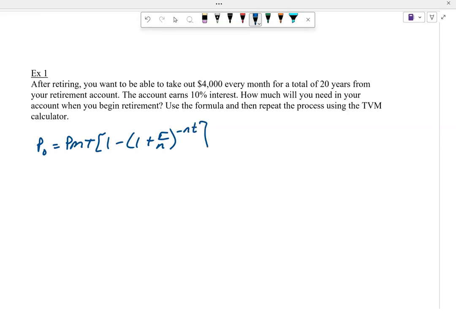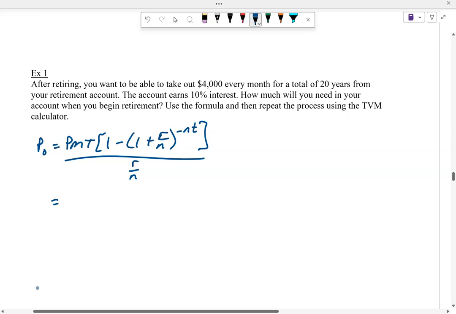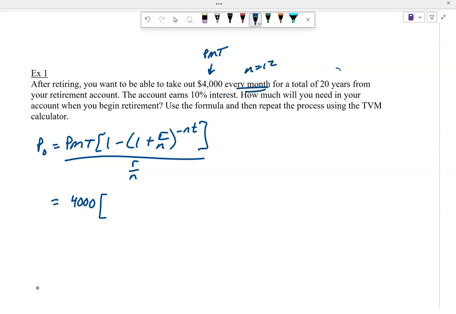Let's go and write down the payout annuity formula. So we're withdrawing now. We want to take out $4,000 every month. So this is our withdrawal every month, and n is 12, for 20 years, so t is 20. I'm going to earn 10%, so my r is 0.10. How much will you need in your retirement at the beginning? So we're solving for P sub 0. That's how much I have to have initially in the retirement account.